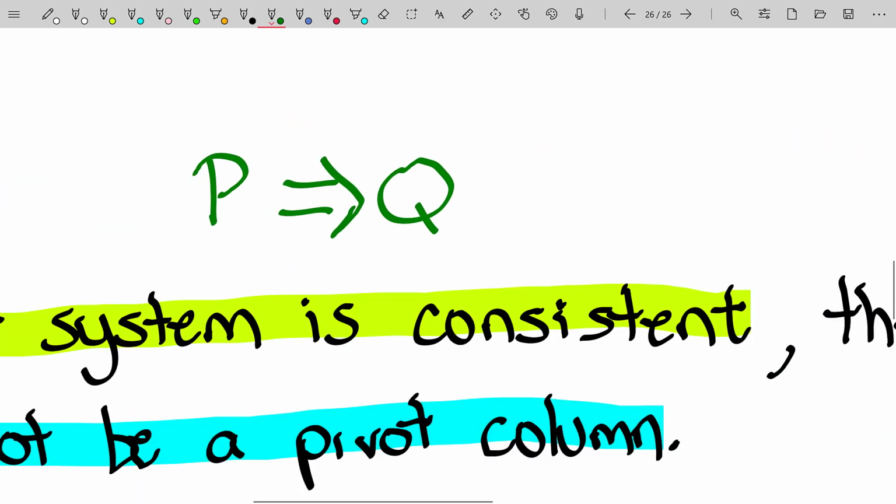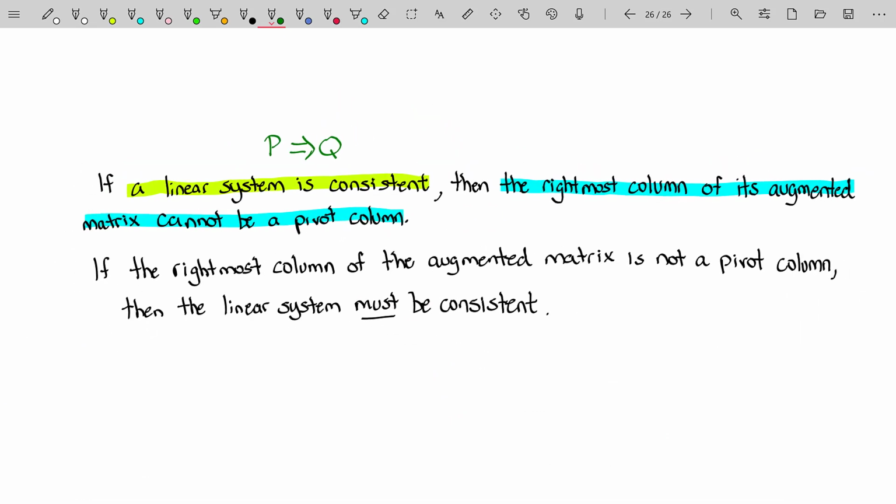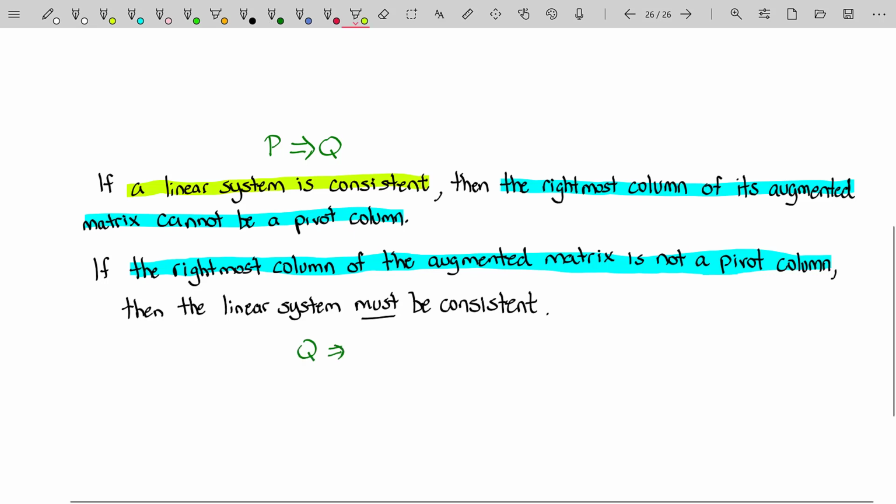P implies Q. However, we know that because we're dealing with a bijection, the argument goes both ways. Notice in the second statement, the if part is actually the then part in our previous statement. And we called that Q in the previous statement, so I'll call it Q here. And the then part, which is the linear system must be consistent, well, that was the if part in our original statement. I'm color coding it so they match up. I hope that makes sense.